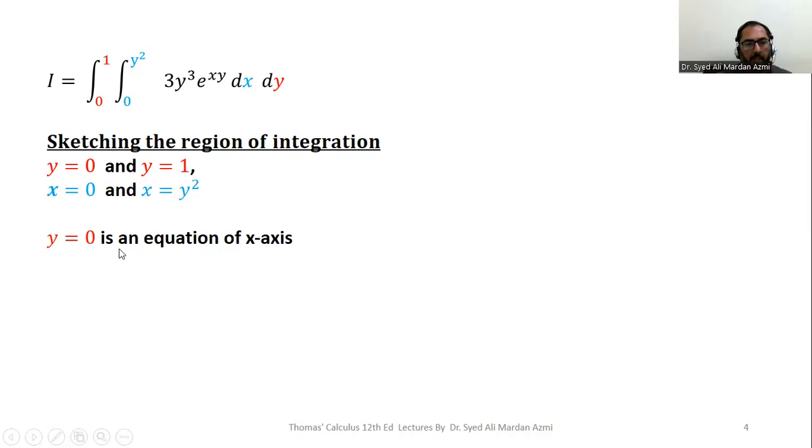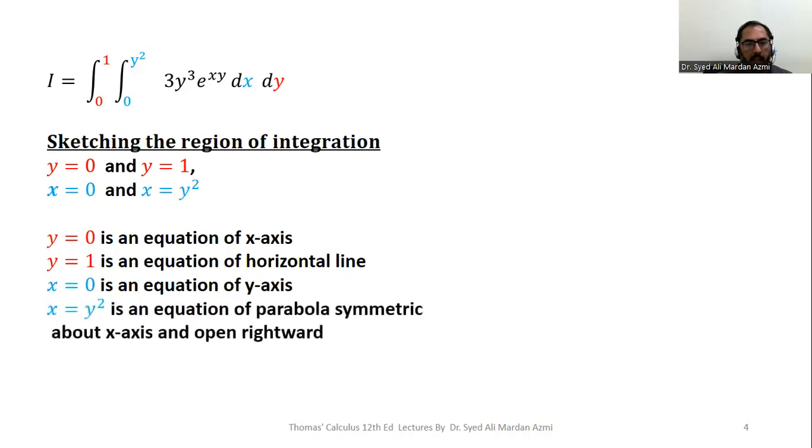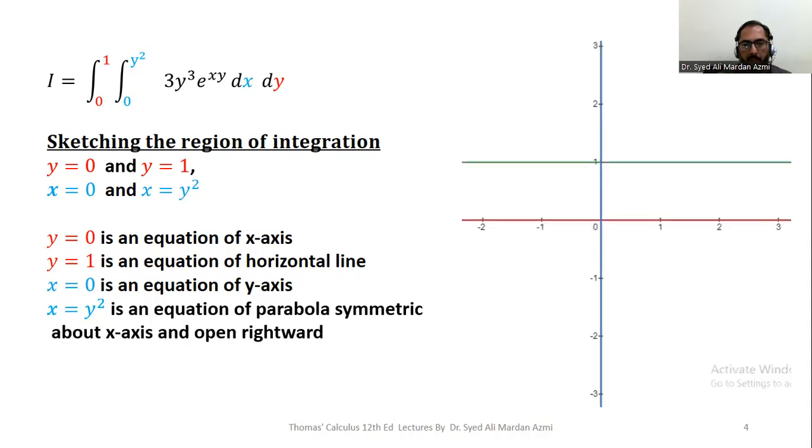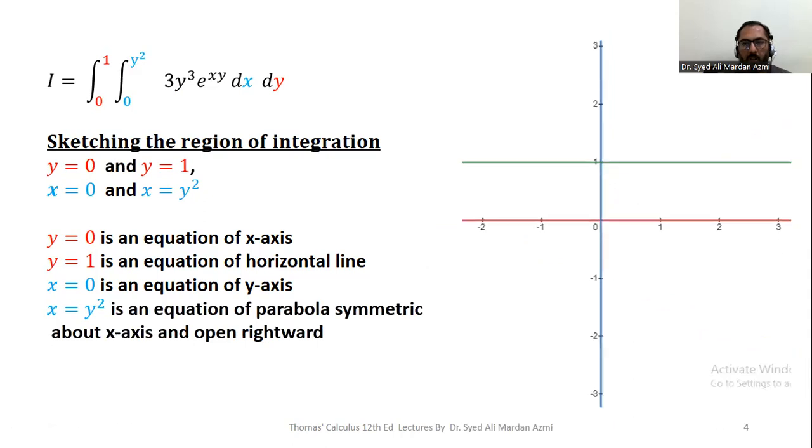Please note that y equal to 0 is the equation of the x-axis. y equal to 1 is the equation of a horizontal line. x equal to 0 is the equation of the y-axis. x equal to y square is the equation of a parabola symmetric about the x-axis and open rightward. So first of all, I have plotted the three straight lines: y equal to 0, y equal to 1, and then x equal to 0.